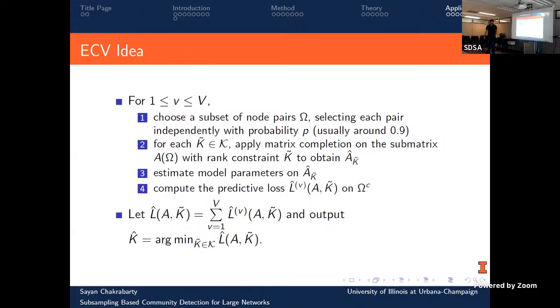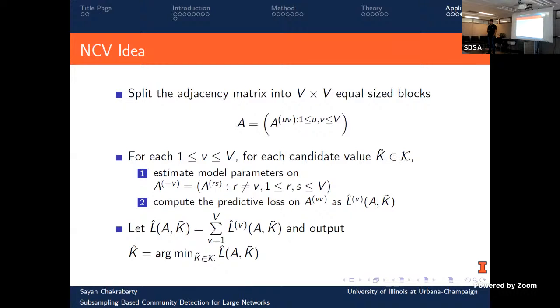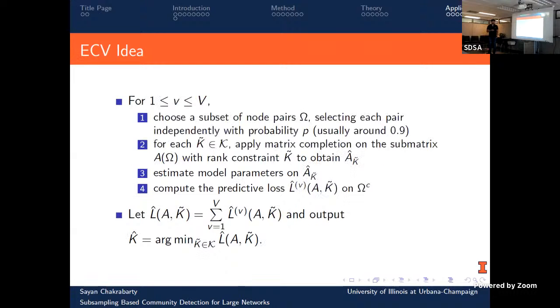Now both of these methods: ECV works very well, while NCV is very particular and doesn't work well for sparse networks. But the problem with both methods is that they are very slow, because we are performing community detection, but that time is multiplied by the size of the candidate set of k. So this gets very slow. In both cases, they are performing community detection on a large subset of the entire adjacency matrix, so their methods are still slow.